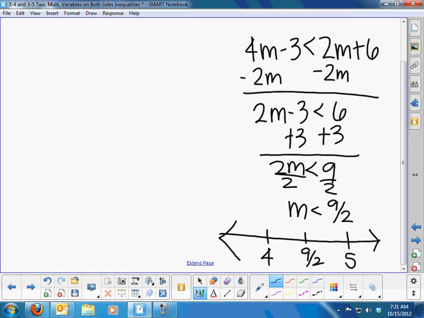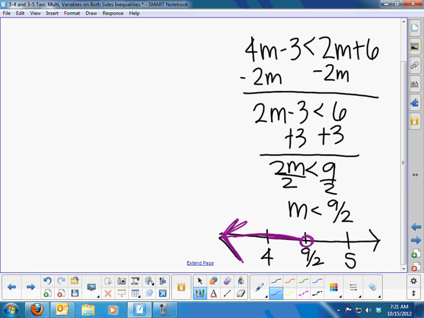All right? Now, what am I going to want to do here? I'm going to want to decide if I have an open or closed dot. I have strictly less than. So strictly less than just means an open dot. And I have everything that is less than that. So I'm going to shade to the left. Now I'm going to test that and make sure I did it correctly and I shaded the correct area.